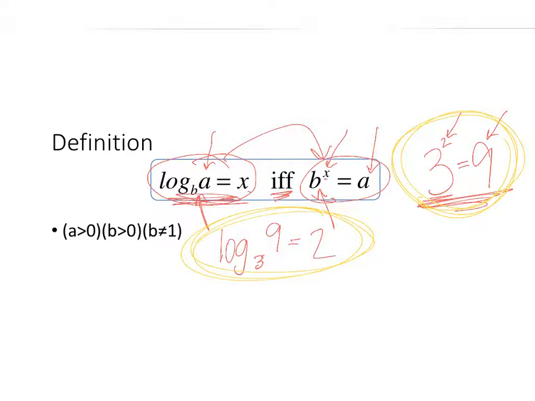Now over here, you'll see that there are some conditions for this to work. The A value, the answer, has to be positive. You may also hear me call that the argument. A stands for argument as well as answer. The B value has to be positive, and in addition to being positive, it can't equal 1. So I'm going to move this up and let's try some examples.